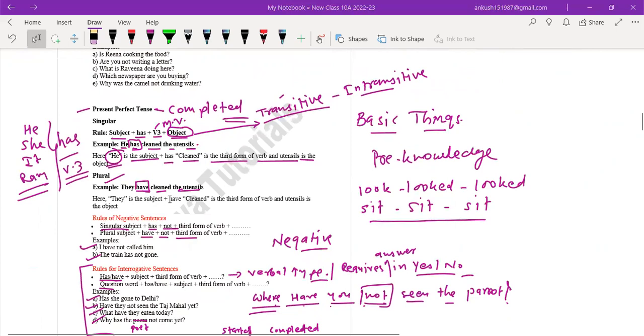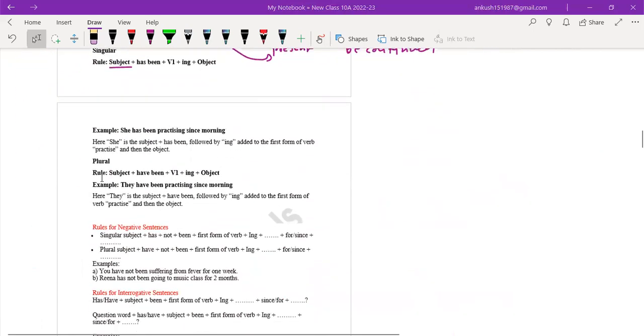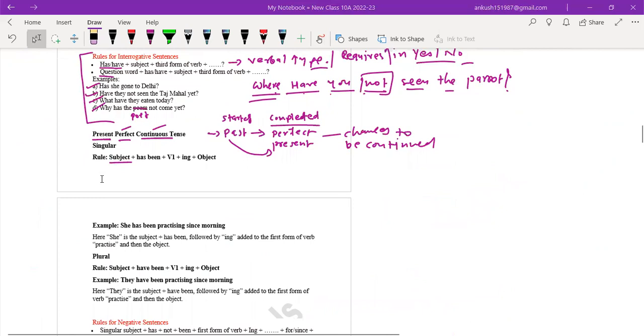Got it? You have to go through that and you can see if these are available or not. Okay, sir. Now let us see why it is called perfect continuous tense. Now the subject is being used.